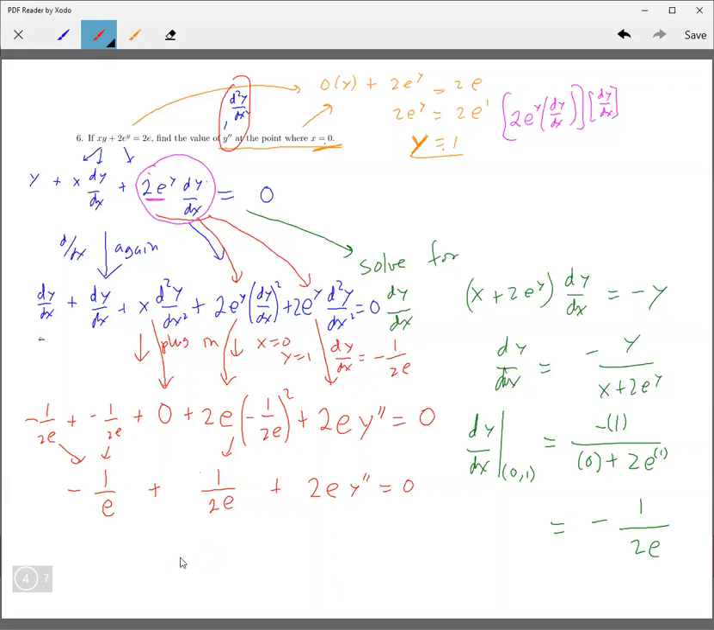Those two combine, or maybe I should have just left them separate. This would be easier if I left these apart, so there's no confusion. That's that and that, so those will cancel, right? This goes to the other side of the equation. And now I divide by that, and we have y double prime equals 1 over 4e squared. So that would be the answer.